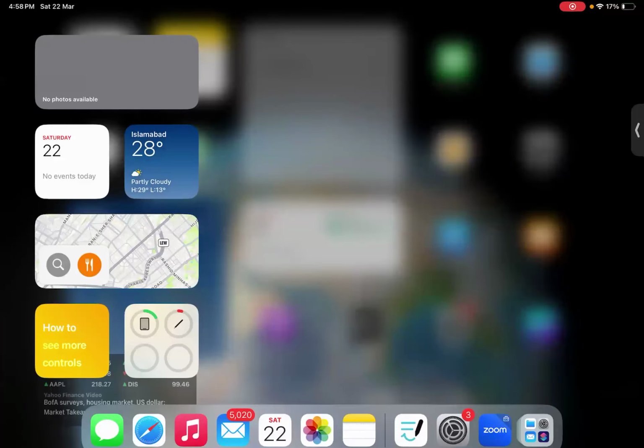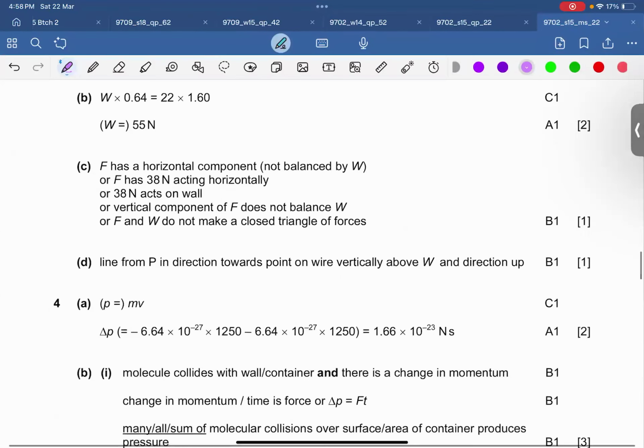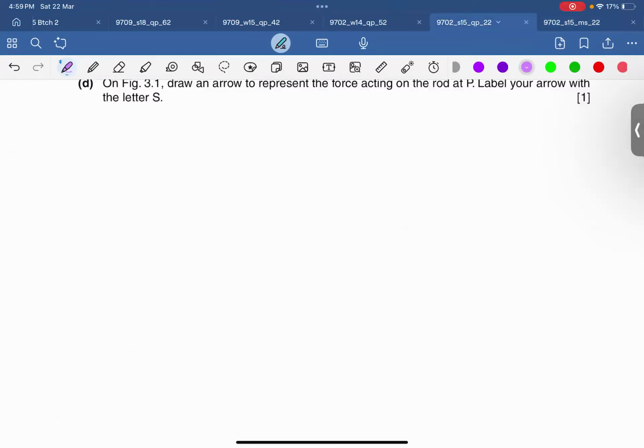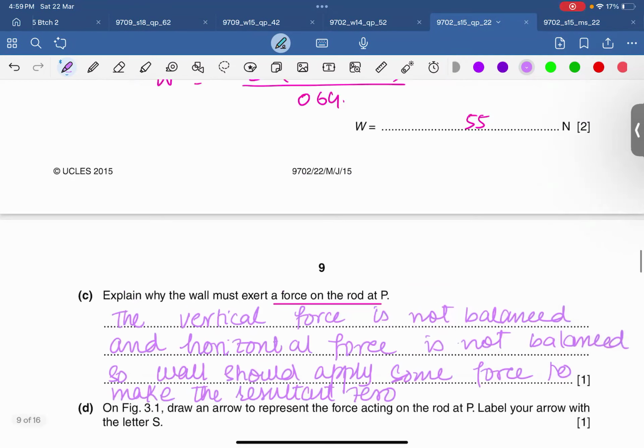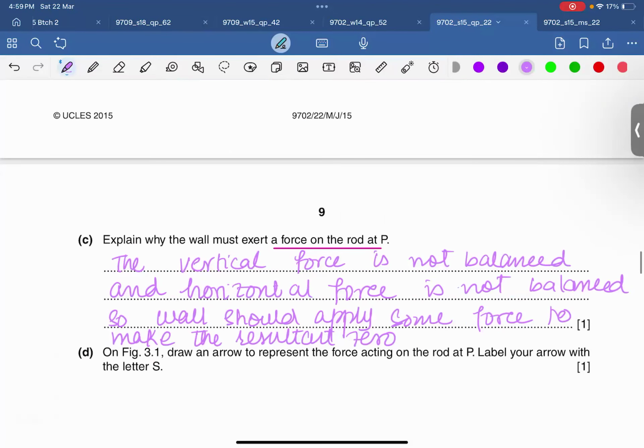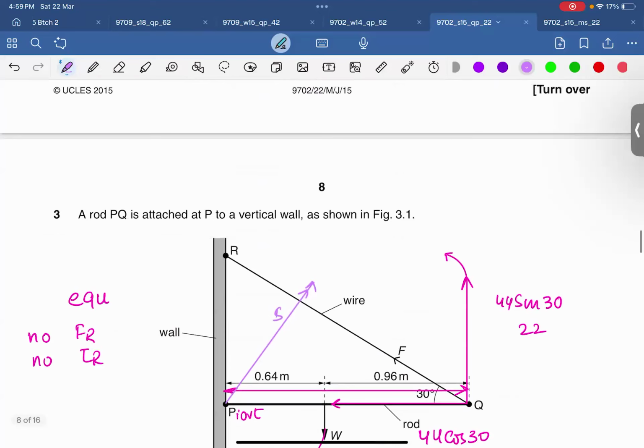Okay, तो तुम्हें बस इस चीज़ का ध्यान रखना है, कि अगर उन्होंने कहा है कि ऑन द फिगर 3.1 बनाओ, so you have to draw the arrow in this figure, right, so that they will have the idea where you actually want to draw and where you are actually drawing from. ओके, तो ये है. चलो खैर.